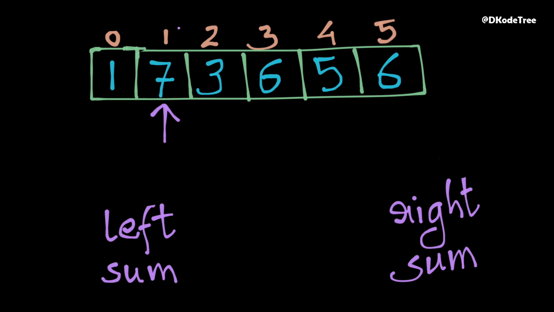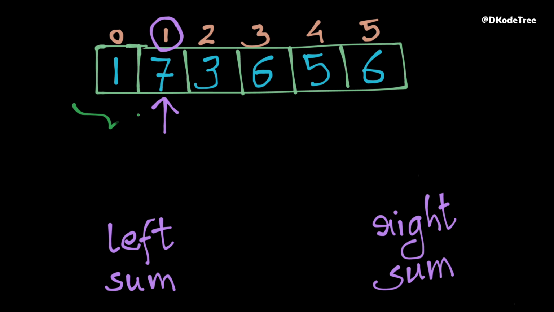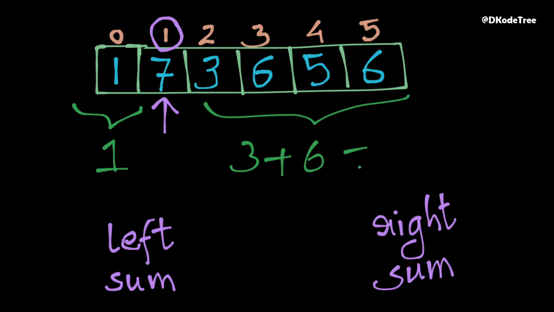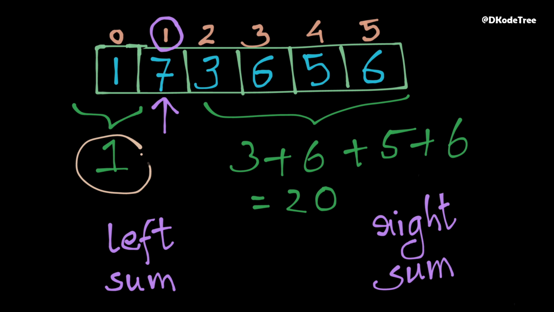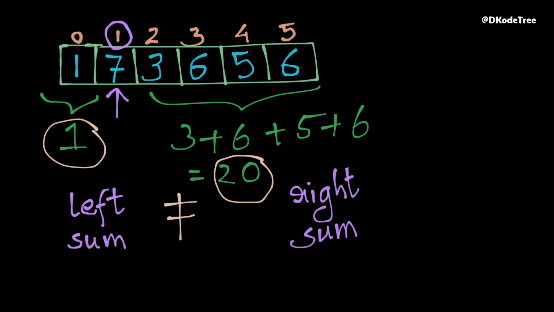Next we will check for index 1. Now the left sum is 1 and the right sum is 3 plus 6 plus 5 plus 6, which is equal to 20, which again does not match. That is, the left sum 1 is not equal to the right sum 20. So 1 is also not the pivot index. Similarly, we will check for each of the other indices.